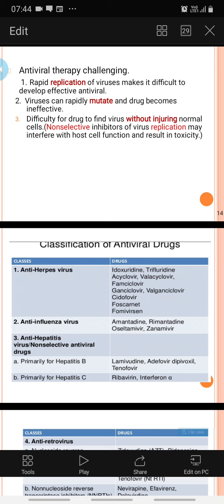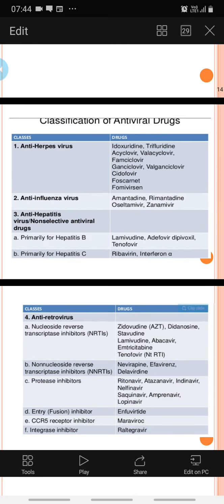Drugs against hepatitis B and hepatitis C. For hepatitis B we have lamivudine, entecavir, adefovir, tenofovir. For hepatitis C we have ribavirin and interferon alpha. Also interferon alpha can be used in hepatitis B, but as there are multiple options for hepatitis B, interferon alpha is less commonly used against hepatitis B.